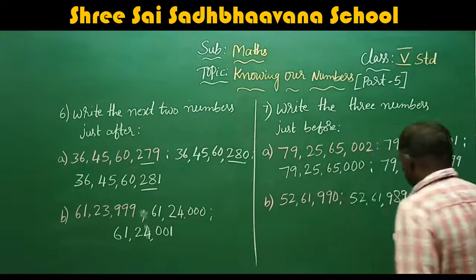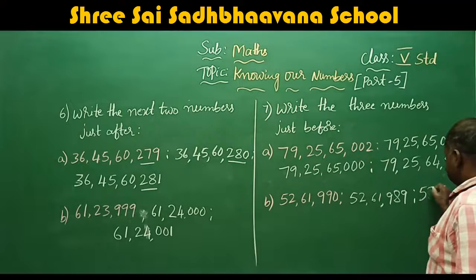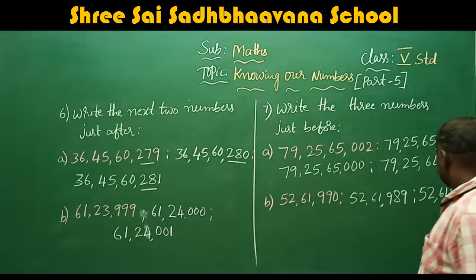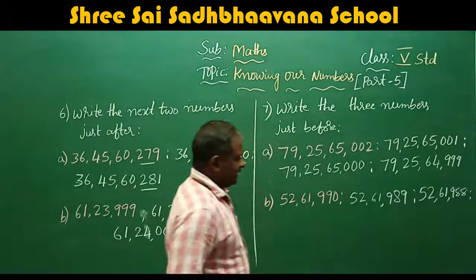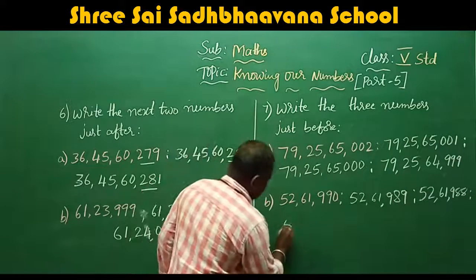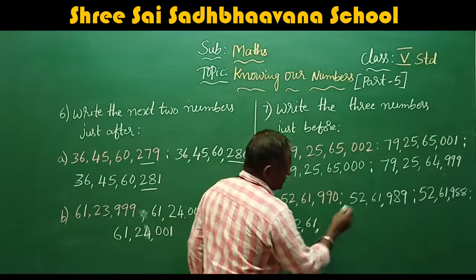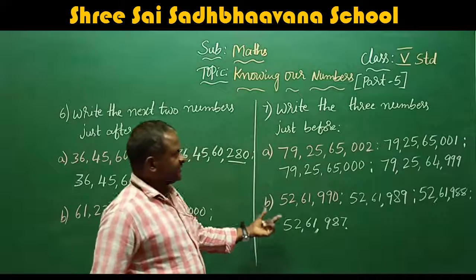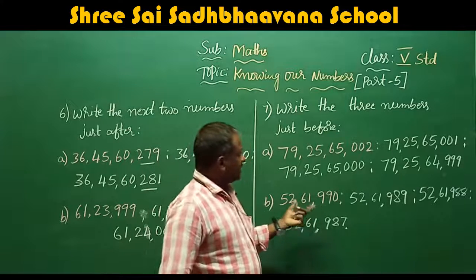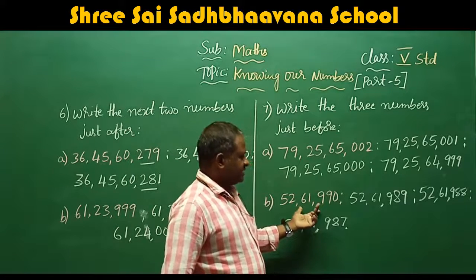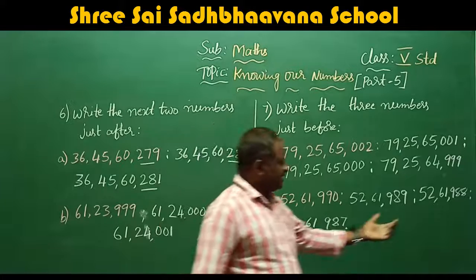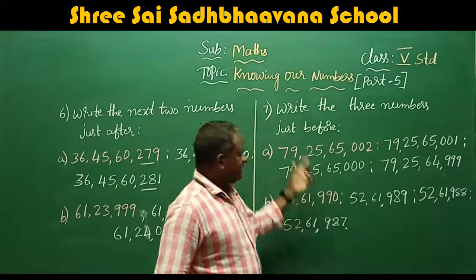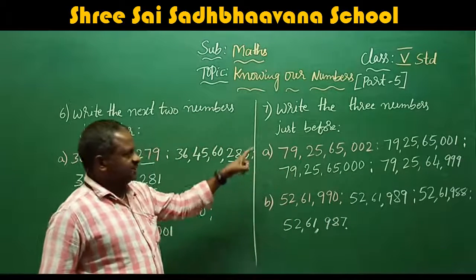989. This is the first number. Second number, 52 lakhs 61,988. Next, before that number is 52 lakhs 61,987. So these are the three numbers which come just before this number: 987, 988, 989, 990. Okay, these are the three numbers which come just before.